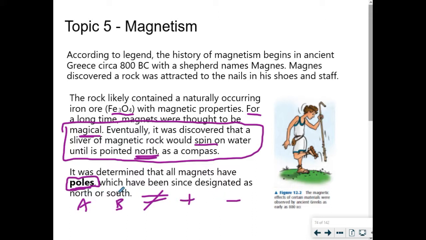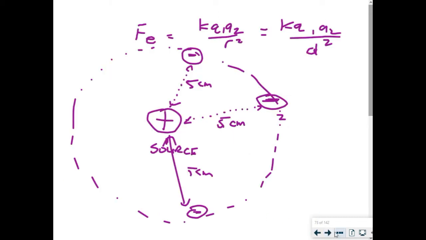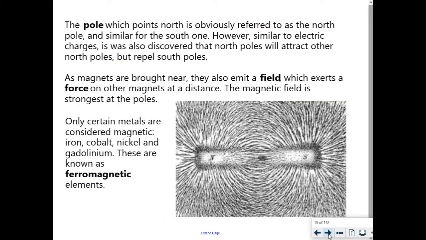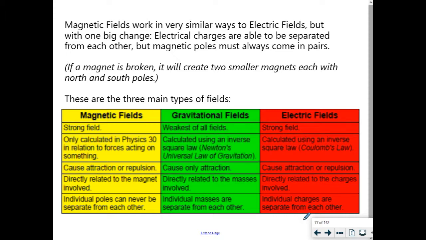Just be aware that there are two opposites of each other. Okay? Which leads me to my next slide here. Now we have three different ways of talking about fields. We can talk about magnetic fields, gravitational fields, and electric fields, all three of which are action at a distance sort of things, where something occurs without direct contact.